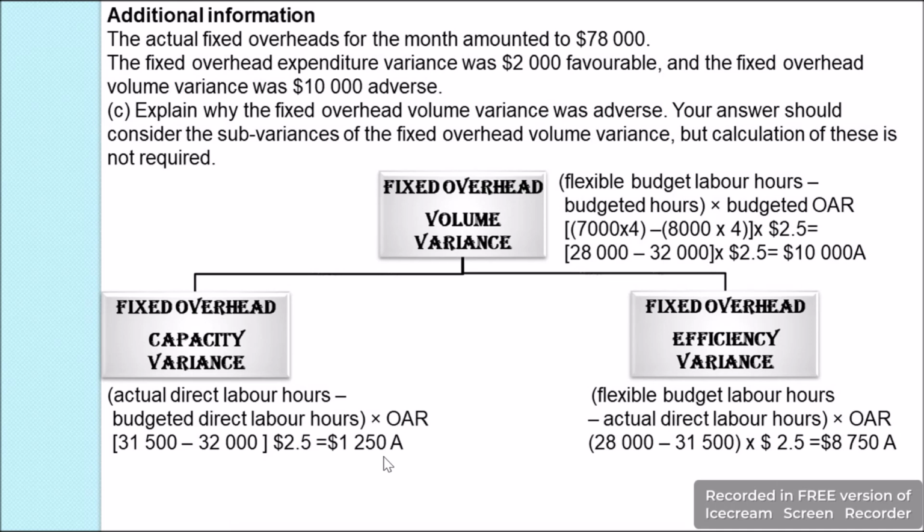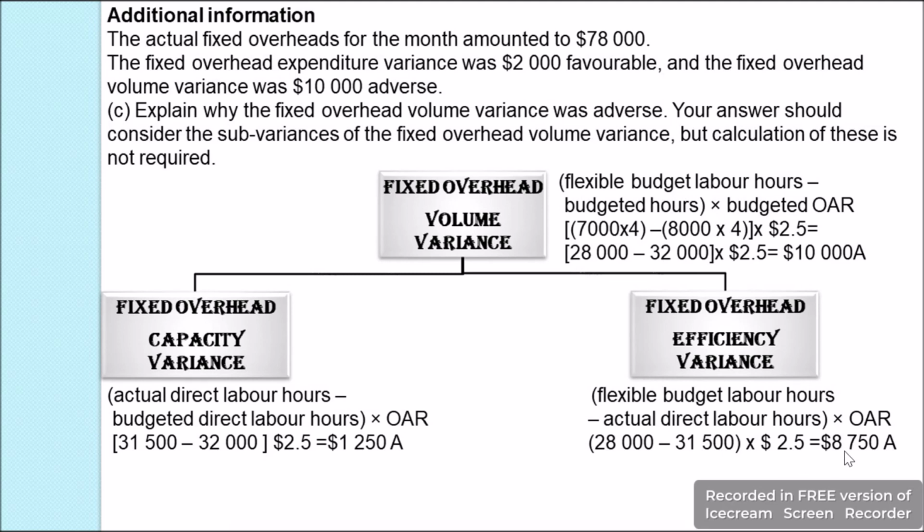This is adverse because it shows the under absorption of overheads. And then for fixed overhead efficiency variance, we have the formula: flexible budgeted labor hours, from there we subtract the actual direct labor hours, and then we multiply it with OAR. We get this by taking flexible budgeted labor hours, which was 28,000 hours. From there we subtract 31,500 hours. We get negative 3,500 and we multiply it with $2.50.